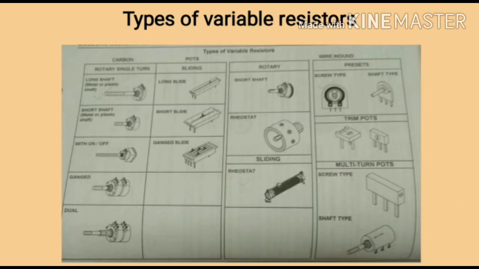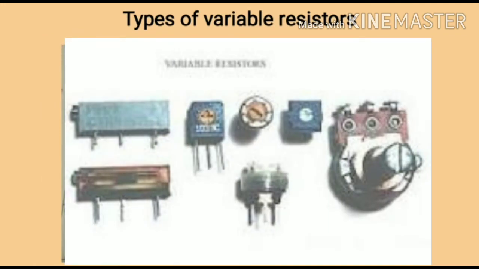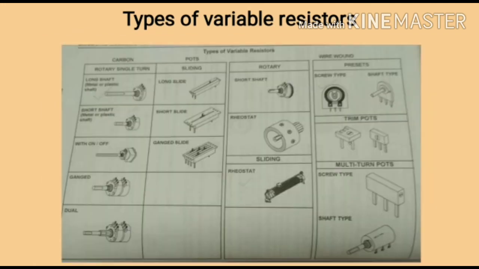These types can be categorized as, based on the type of control, they are rotary type and sliding type. Based on resistive material used, they are carbon type and wire-wound type. Based on variation of resistance with reference to shaft position, they are linear variable resistors and logarithmic variable resistors. Here, different types of variable resistors are shown.